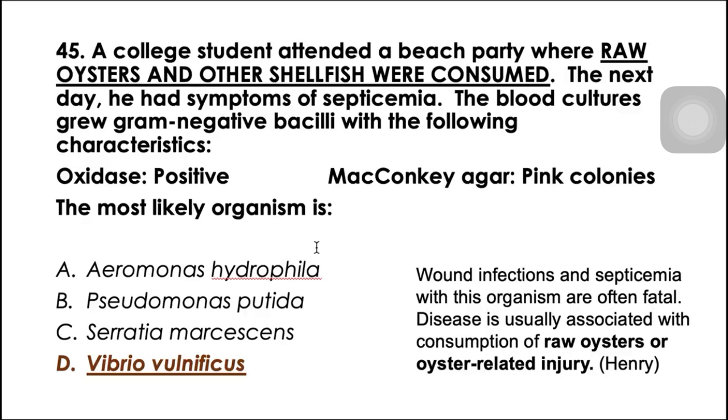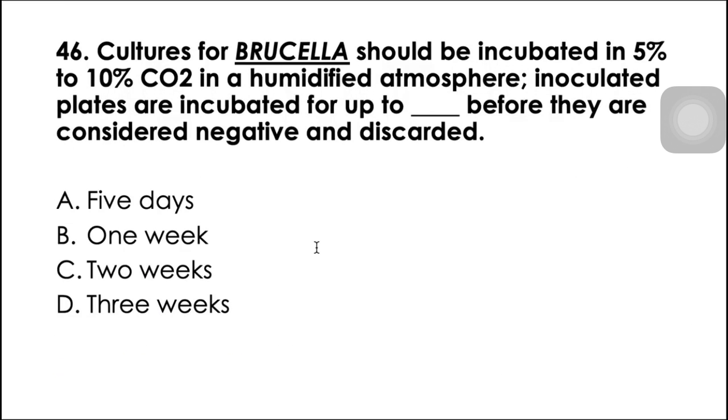Disease is usually associated with the consumption of raw oysters or oyster-related injury. So 45, we have letter D, Vibrio vulnificus. Again, due to raw oysters and other shellfish. Okay? Next, number 46. Cultures for Brucella should be incubated in 5% to 10% carbon dioxide in a humidified atmosphere.